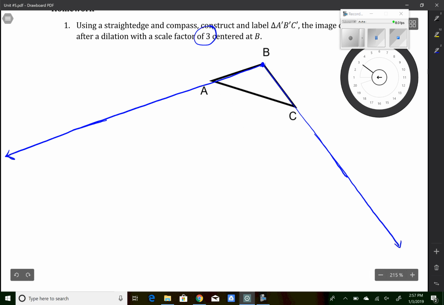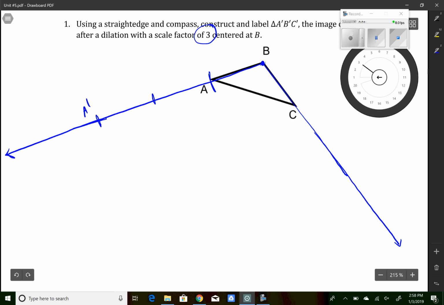Then what we need to do is we need to measure the distance from A to B and make a mark. And we're going to make that mark right here at AC. We're then going to pick up our compass and then make another mark from A, that same distance apart. And make another one the same distance apart. And that becomes A prime.